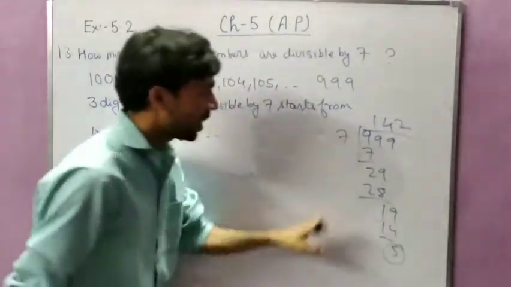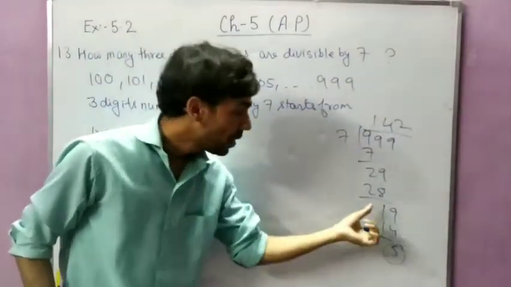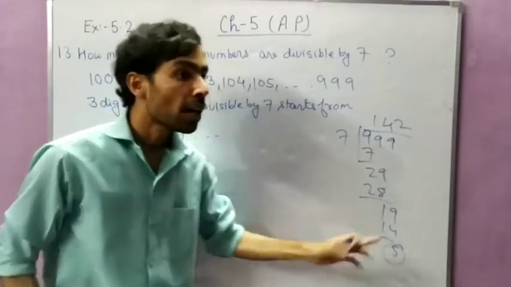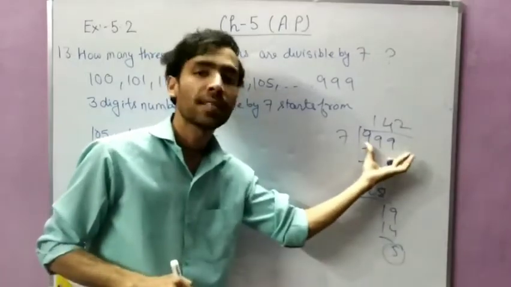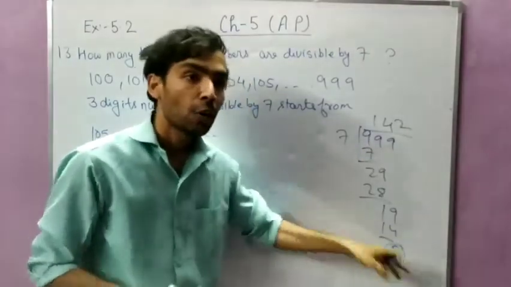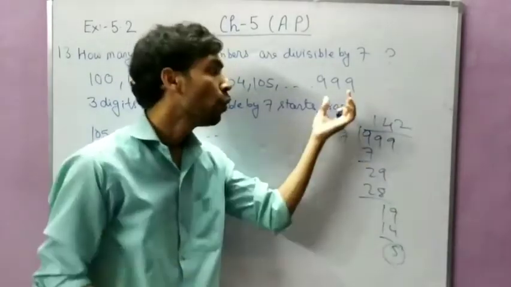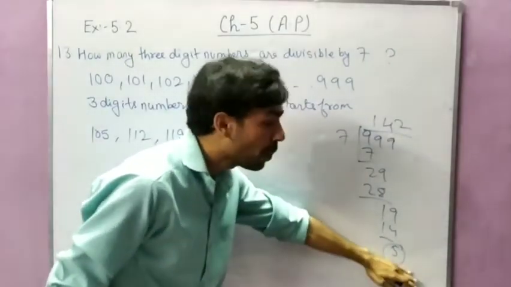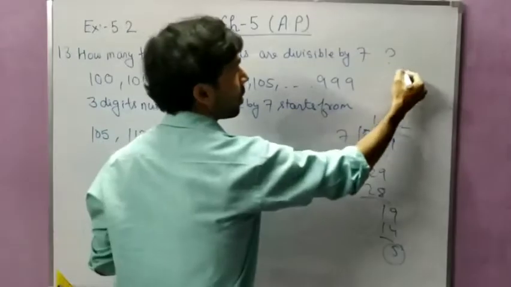So see, when you are dividing 999 by 7, what remainder is left? That is 5. If the remainder here was 0 instead of 5, it would mean that the number is divisible by 7. But the remainder is 5, so if we remove this remainder of 5, the number we get will be divisible by 7. So whatever remainder you get, you will subtract that remainder from 999. So what will you get?